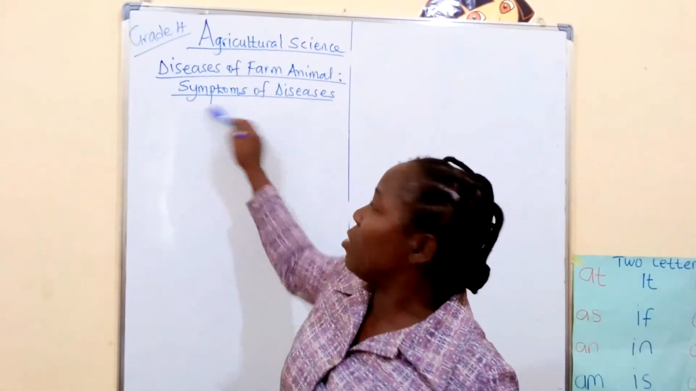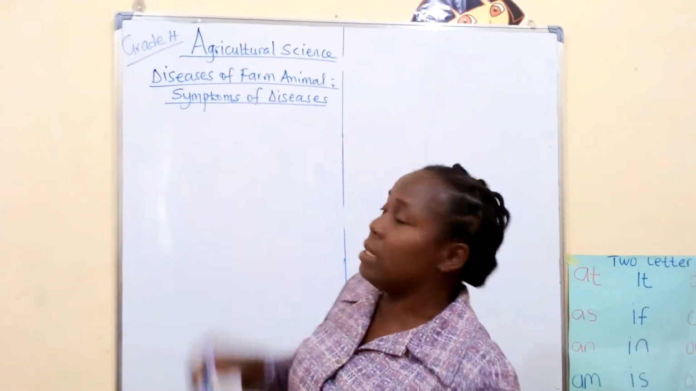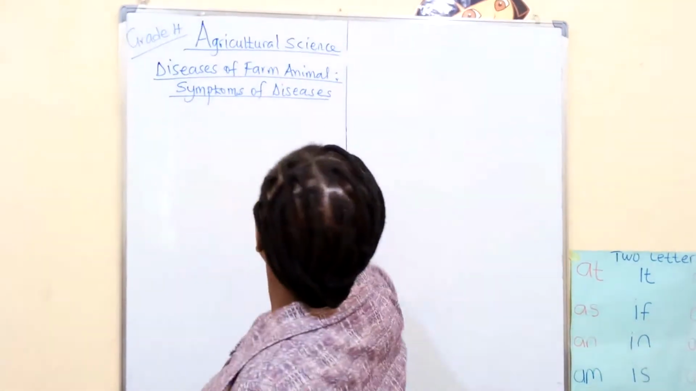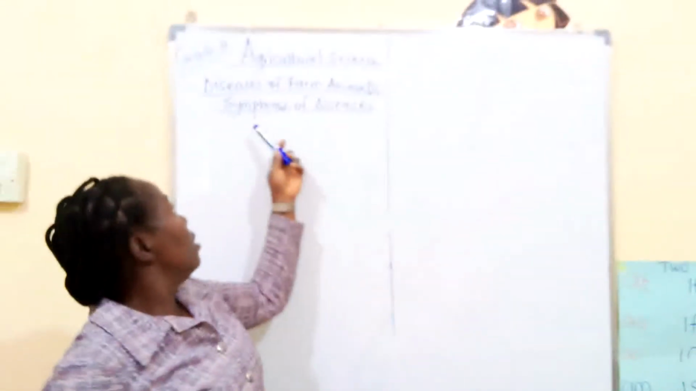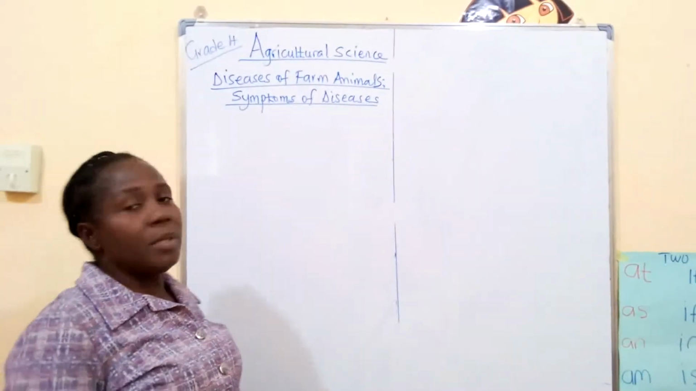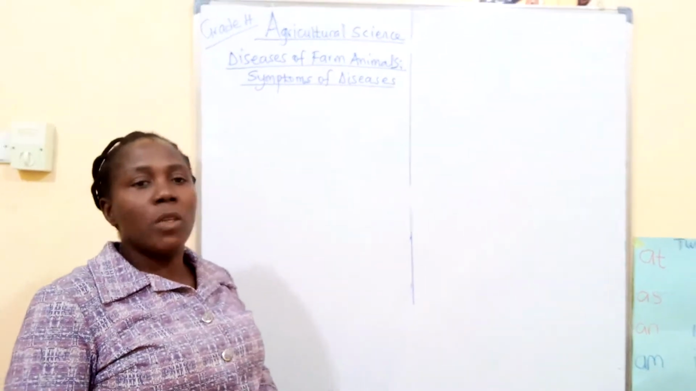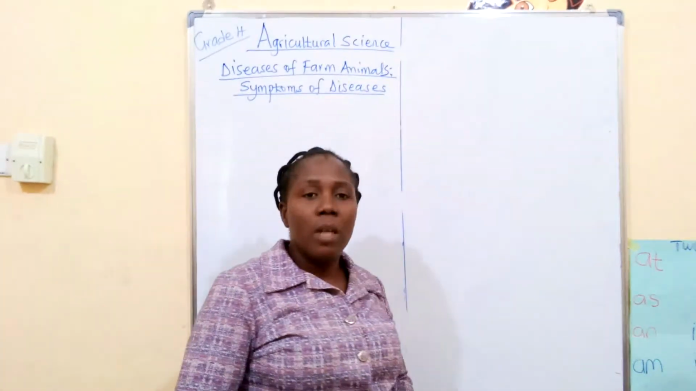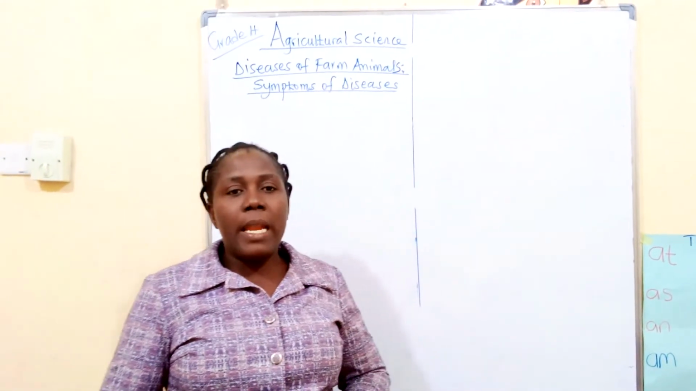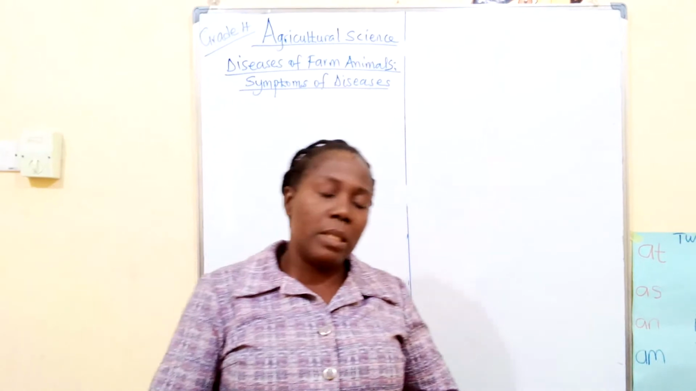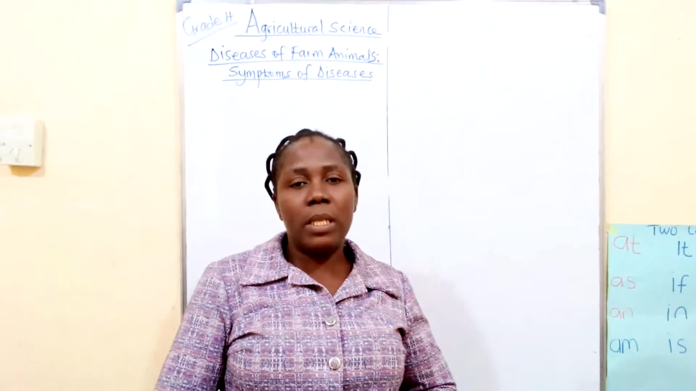So today we are continuing the same lesson, diseases of farm animals. What we are looking at is symptoms of diseases. We are still considering diseases of farm animals, but we are going to focus on symptoms of diseases, how we can control them, and what will happen if someone eats any infected animal. All right. What are the examples of farm animal diseases? Let me start from there.